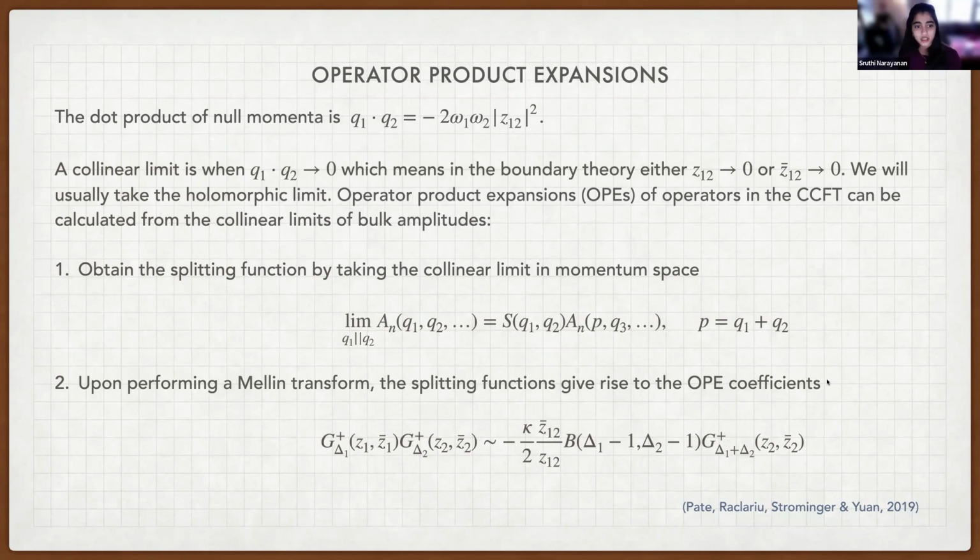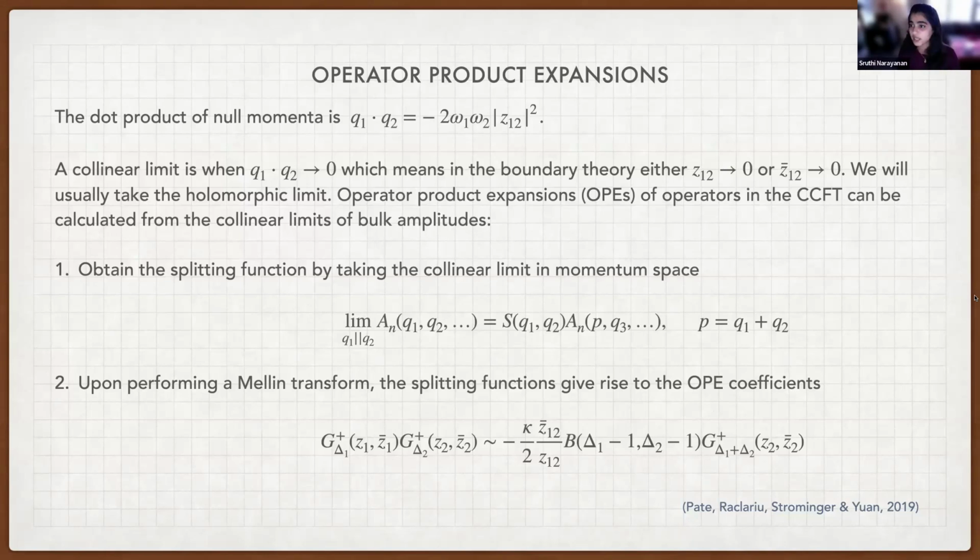The basic thing you do here is take the collinear limit in momentum space, and your amplitude should factor in terms of what we call a splitting function S, which is in terms of Q1 and Q2, multiplied by an amplitude that's now in terms of n-1 particles instead of n. The subscript there should be n-1 on the right hand side of that equation. Usually you parameterize it by a momentum P, which is the sum of the 2 momenta that you've taken to be collinear. Then you can Mellin transform both sides. Z12 is Z1 minus Z2, and Z bar 12 is Z bar 1 minus Z bar 2. Sorry, I should have said that.